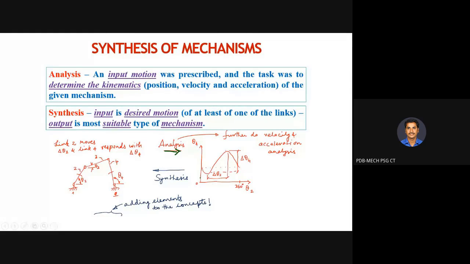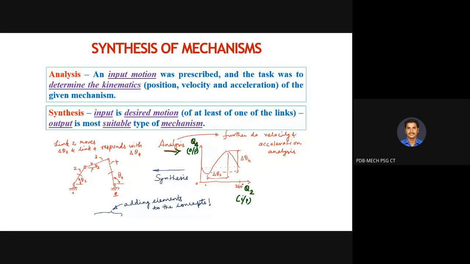What is the observation you are going to make with the graph here? What relationship is given? What is the x-axis? Sir, input and output. Yes, on the x-axis you can see theta 2, that is the input angle, and on the y-axis theta 4. So it is a relationship between theta 2 and theta 4, that is input angle and output angle.